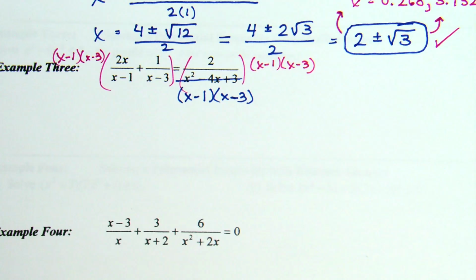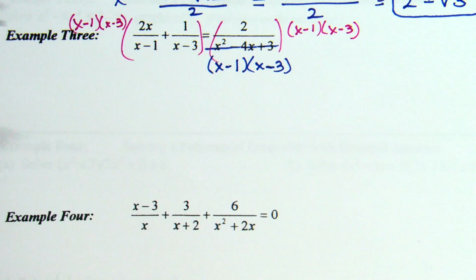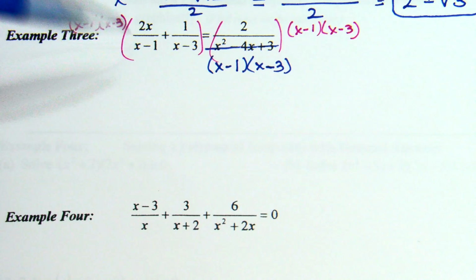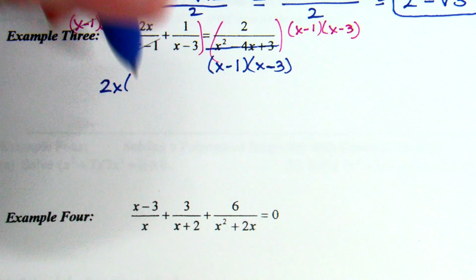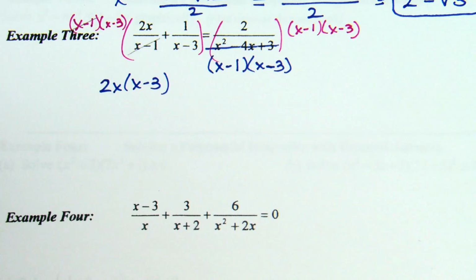Okay, you ready? In the first fraction, it's x minus 1 times x minus 3 times the fraction 2x over x minus 1. What happens with that first fraction? The x minus 1s will cancel with the first fraction, and what remains? 2x times x minus 3. Okay. I'll come back and deal with that later.